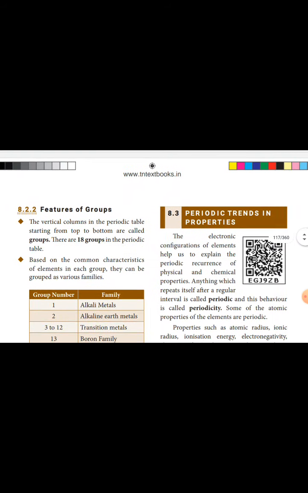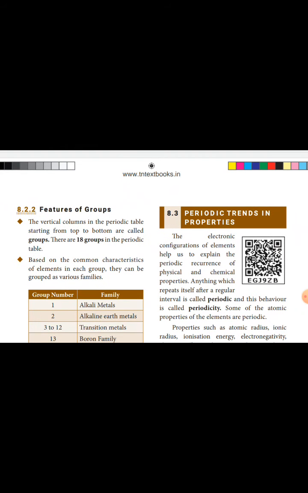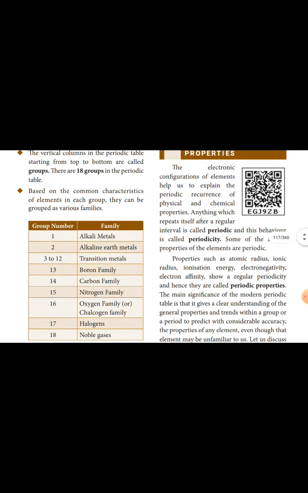Next, features of groups. The vertical columns in the periodic table, starting from top to bottom, are called groups. So groups are nothing but the elements present in the vertical column, top to bottom. There are 18 groups in the modern periodic table, and based on some common properties, they are classified into different categories.